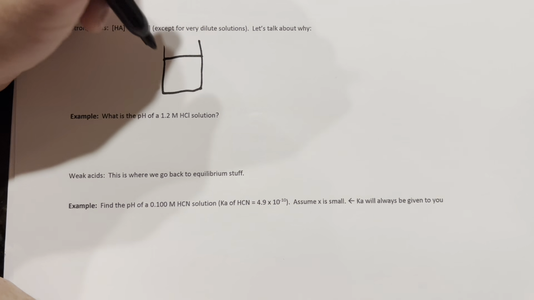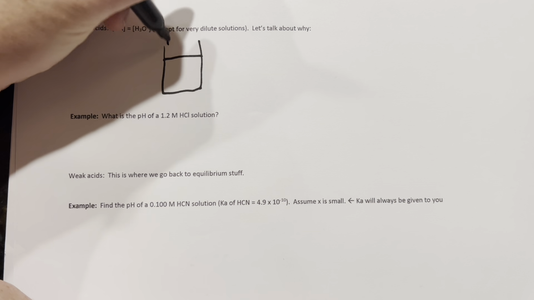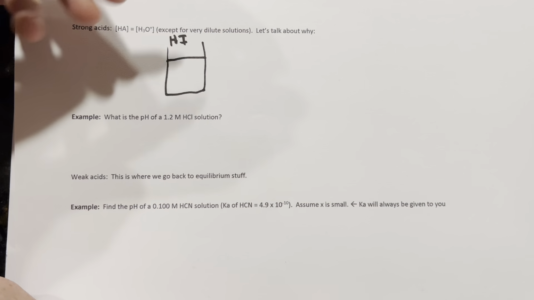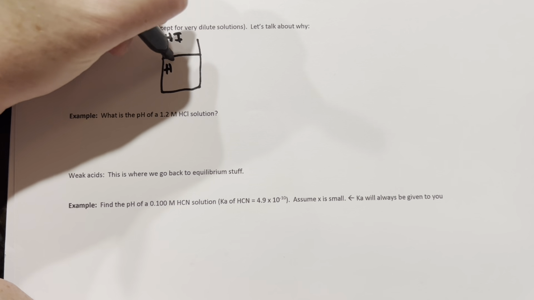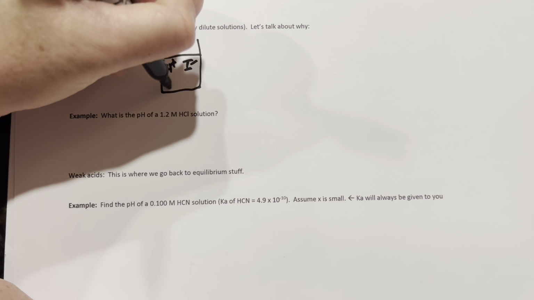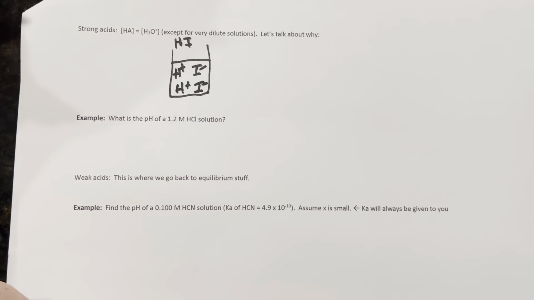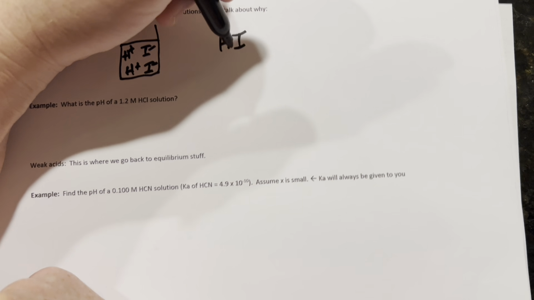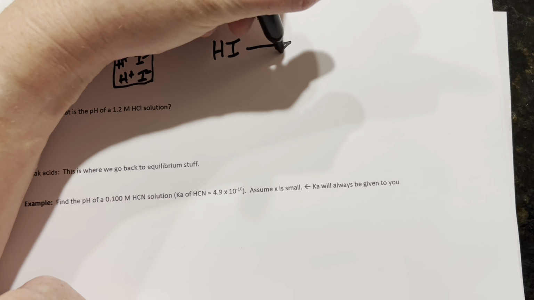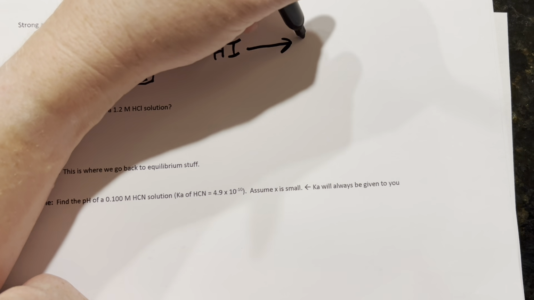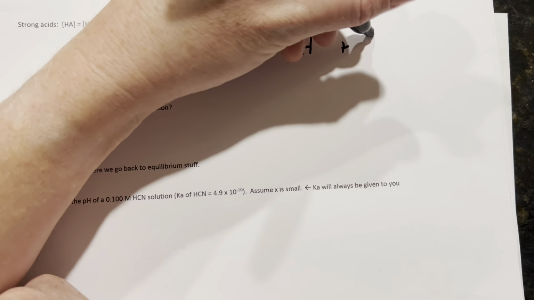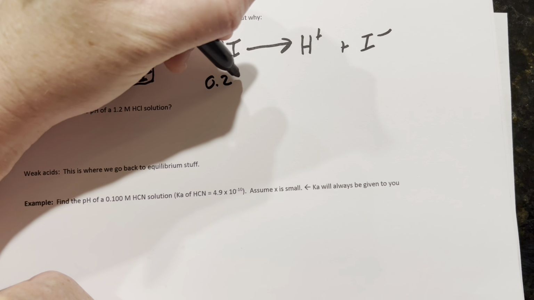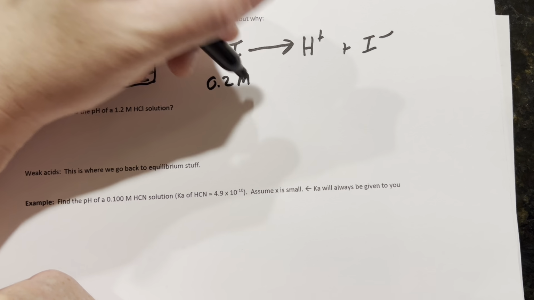So if you put in, let's say, HI, the concentration of HI will be however much HI you add in there. It'll all break apart into H+ and I-. In other words, whatever you put into the solution, it's going to go all the way and fully break apart into H+ and I-. So let's say you put in 0.2 molar.